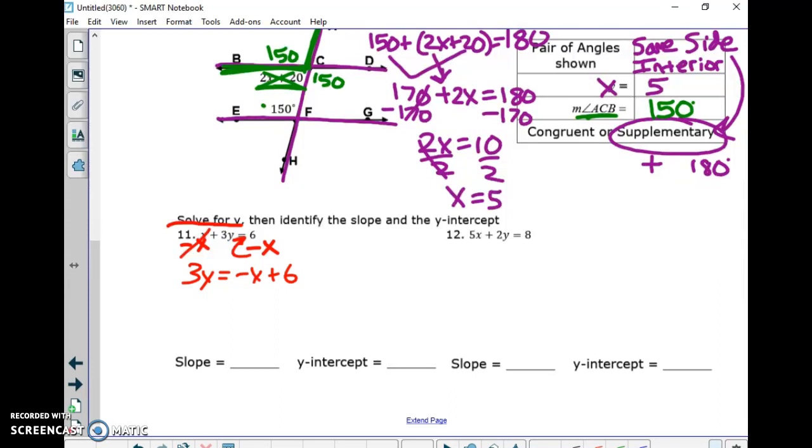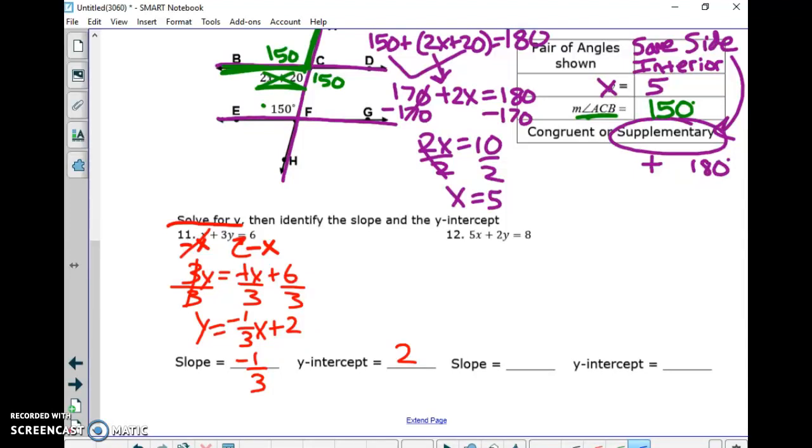And then to get rid of the 3 in front of y, everything gets divided by 3. Okay? Now, I have y equals negative x means negative 1x, right? So my fraction should be negative 1 divided by 3x plus, and then 6 divided by 3 is 2. And now I can answer these questions down here. My slope is negative 1 over 3. My y-intercept is 2.